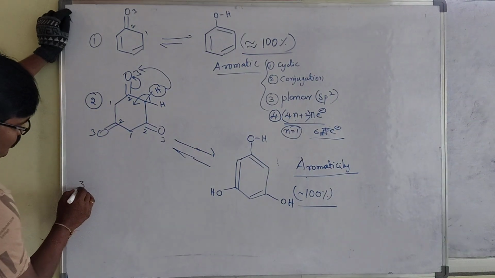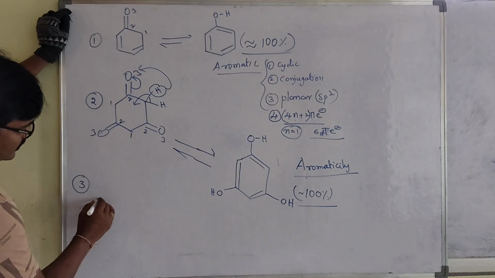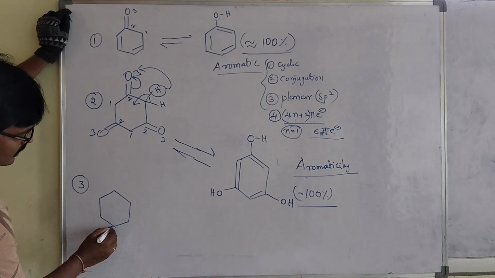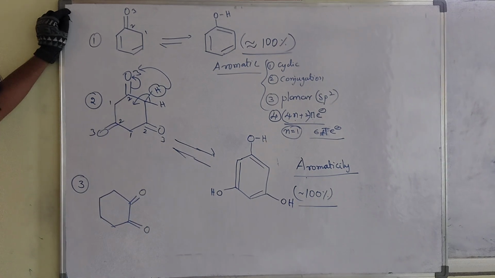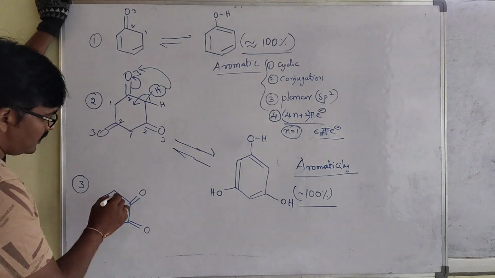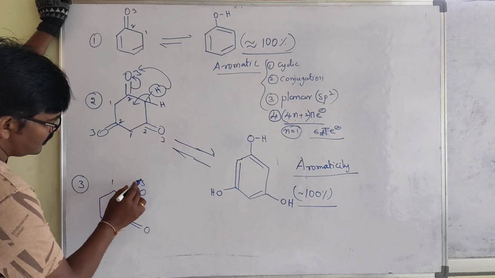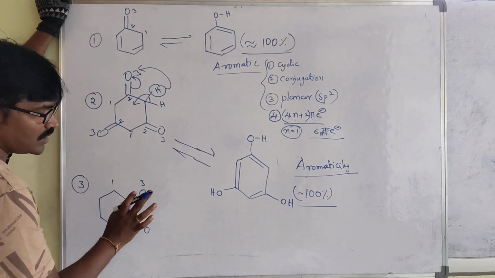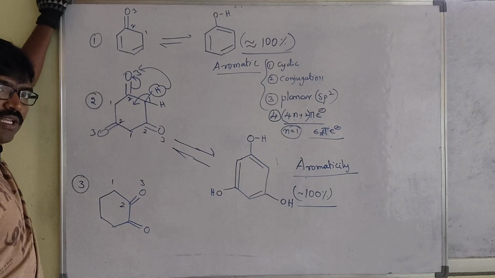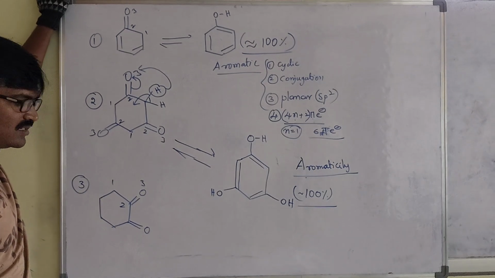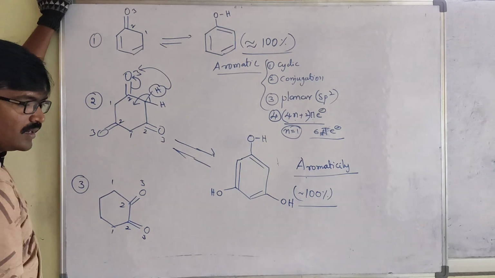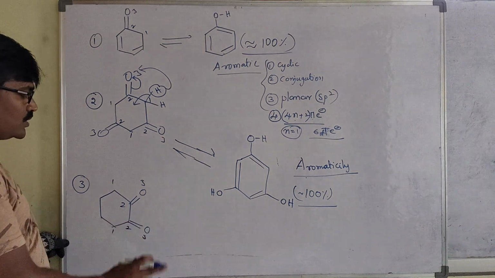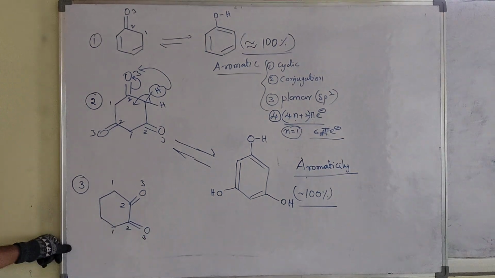Okay, one more compound, the third one, we have seen. It will be like this. Here double bond O, and even here double bond O is there. Then 1, 2, 3. From the first position to the third position, hydrogen atom migrates. That is called tautomerism. We have seen, right? Even here also 1, 2, 3, and from the first position to the third position the hydrogen atom migrates.